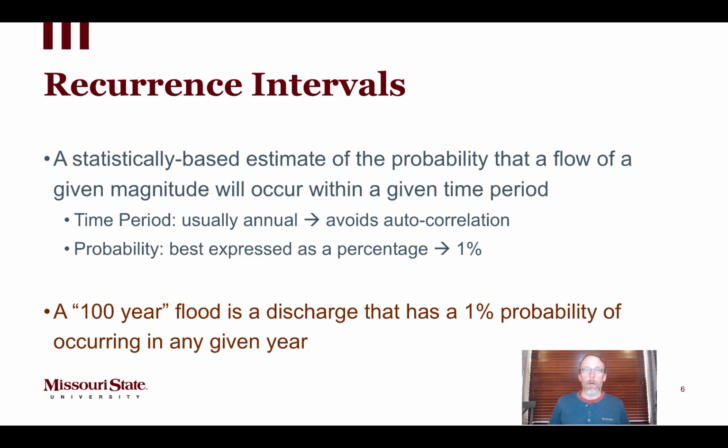The first concept that we're going to introduce in this module is the idea of a recurrence interval. A recurrence interval is a statistically based estimate of the probability that a flow of a given magnitude will occur within a given time period. The time period we're talking about is usually annual. That avoids what we call autocorrelation.